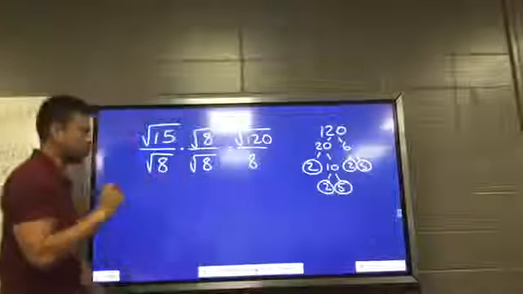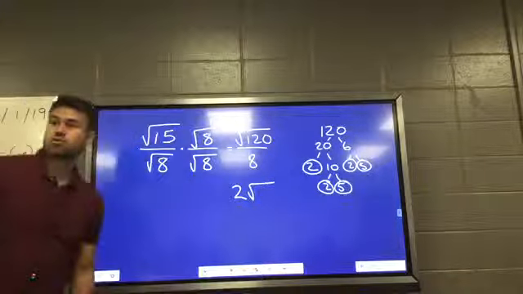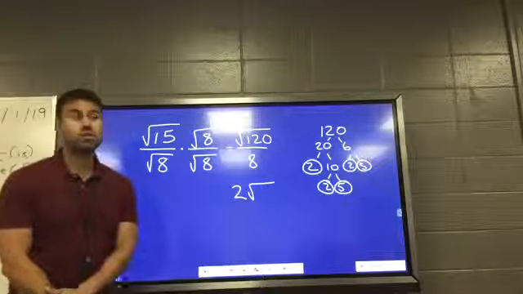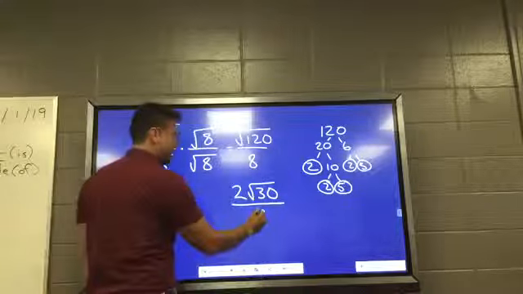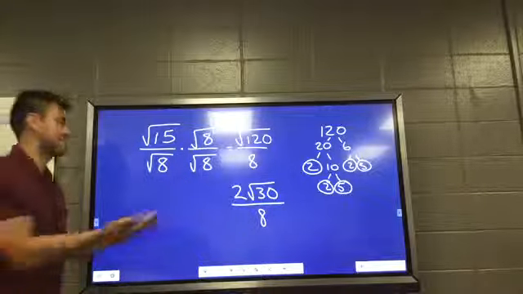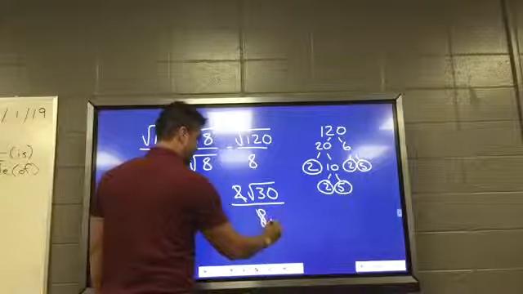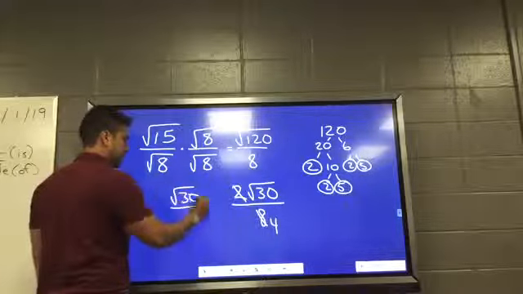I get a pair of 2's coming out, which comes out as a 2. And then what's left? 30. What was in the denominator? 8. Yay, I'm done. No. Couldn't you simplify it more? So what did you just do? The square root of 30 over 4. Yes.